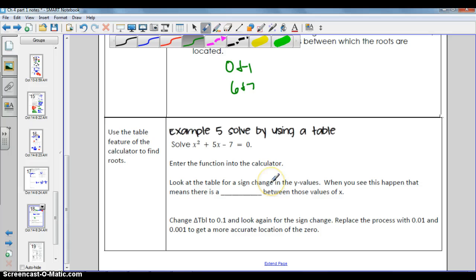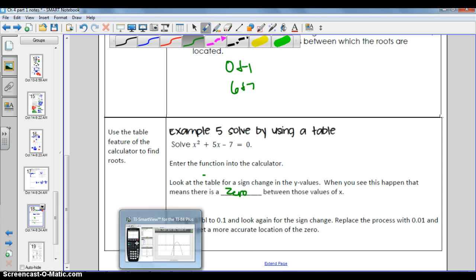When we hit that second graph button, we'll get our table. And we are going to look for when we see that sign change in the y values. When we see that happen, that means there is a 0 between those values of x. So let's go ahead and type that into our graphing calculator.